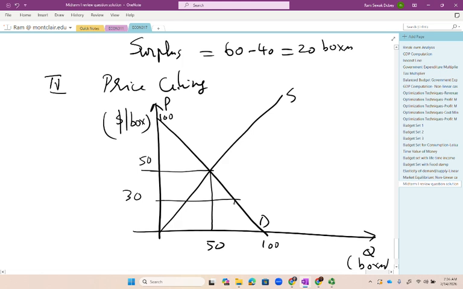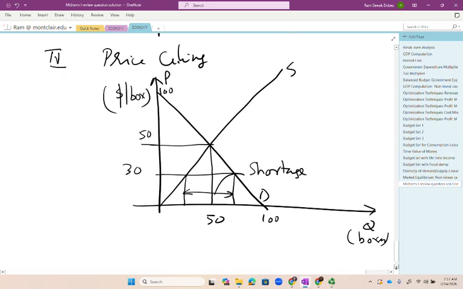Which means the quantity demanded is somewhere here. Quantity supplied is somewhere here. Sellers want to sell a lower quantity and buyers want to buy a larger quantity. So we will have a shortage. And now we can do the computation.